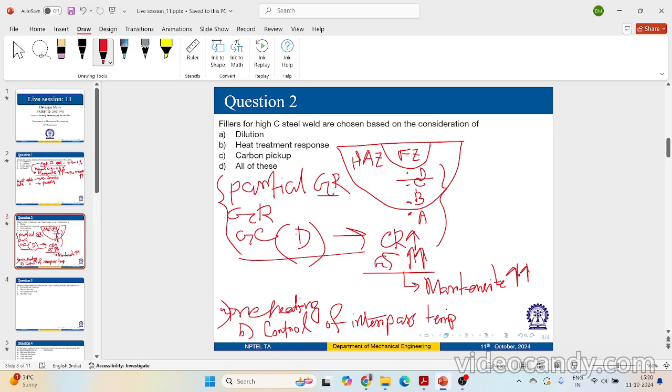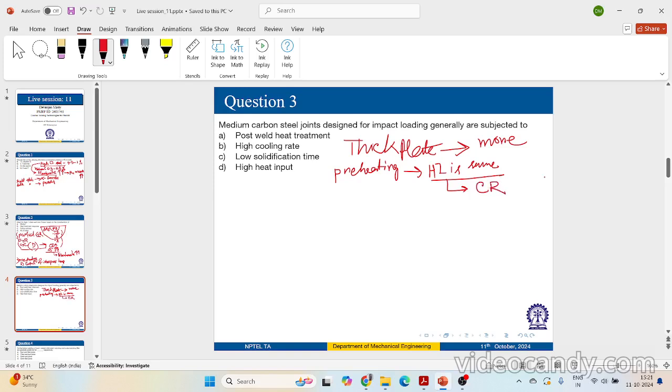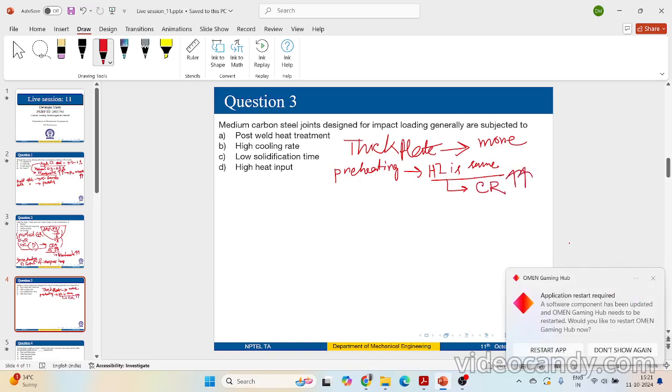Now, if your plate is much thicker, let's say you have two different plates, one is 5 mm thick, one is 10 mm thick. Which one will require more preheating? So for thicker plates, more preheating is required because for a given heat input, the cooling rate is higher in a thicker plate. So I will note it down. Thick plate, more preheating. Why? Because for same heat input, cooling rate is much higher for thicker plates, right?